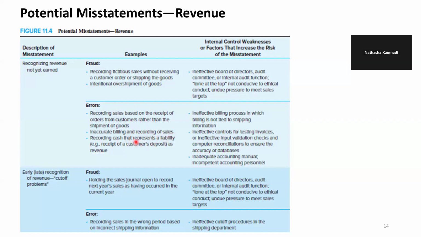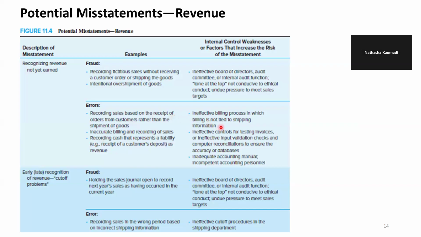Billing inaccurately. Recording cash that represents a liability. That means treating receipt of a customer's deposit as revenue. It is not, we have not provided the goods or done anything. The customer has paid an overpayment or advance maybe. If we receive an advance, the double entry should be cash debit, advance credit. It's a current liability basically. But if we debit cash and then credit revenue instead of the advance, that becomes a revenue transaction. So likewise, those errors can happen.